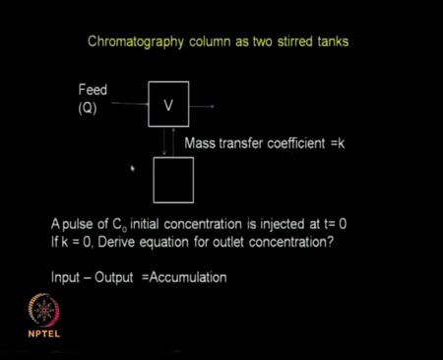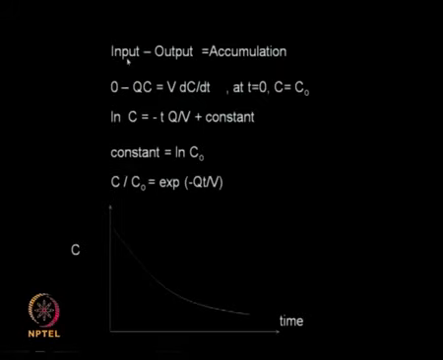That is equal to accumulation. So input will be equal to 0 because there is no solute entering. We have just injected some solute of concentration C naught at time equal to 0, that is all. After that there is no solute entering, so please remember that, that is why input is equal to 0. But there is going to be some solute leaving the tank because you have injected some solute of concentration C naught at time equal to 0. So obviously the output will be present, but input will be 0. Output will be Q, the volumetric flow rate, times C, your concentration. Now this is equal to accumulation.